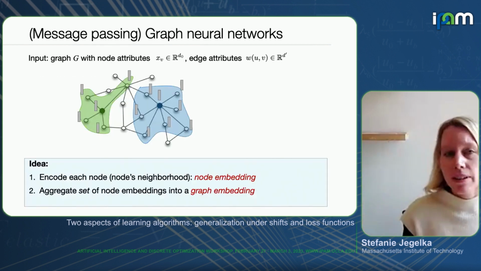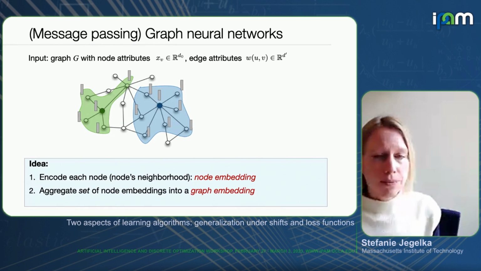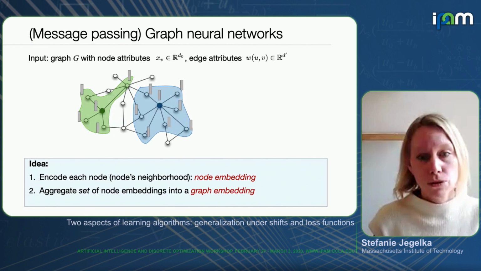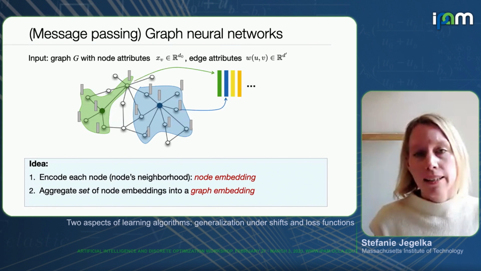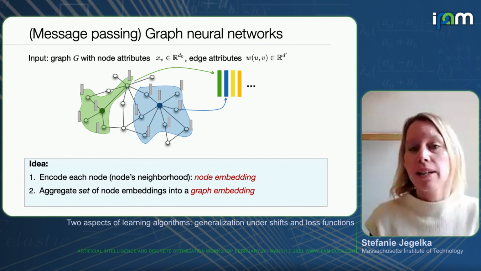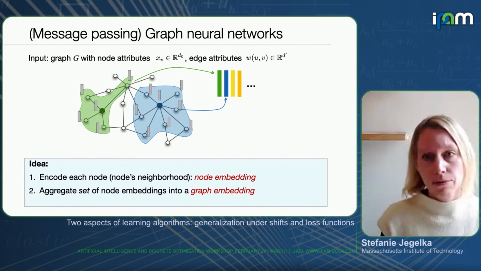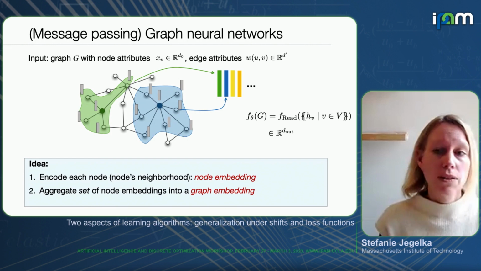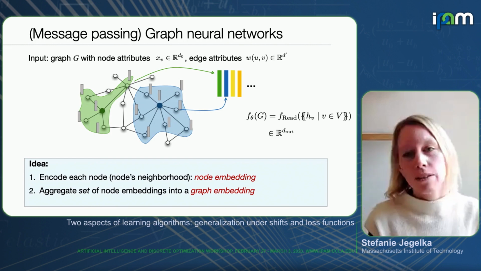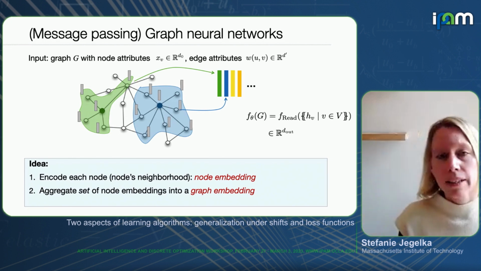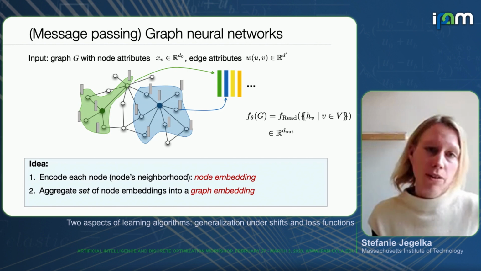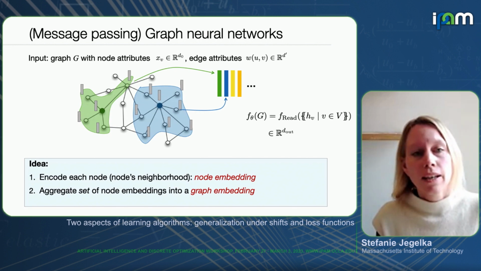What we'll be using here is message passing graph neural networks. They work in two stages. They first encode the neighborhood of each node via a node embedding, and then we get basically a representation of each node's neighborhood, and then we aggregate those representations into a graph embedding. This is typically called the readout. So the important thing here is, how does this node embedding actually happen? In the message passing graph neural network, this happens via a learned message passing algorithm.